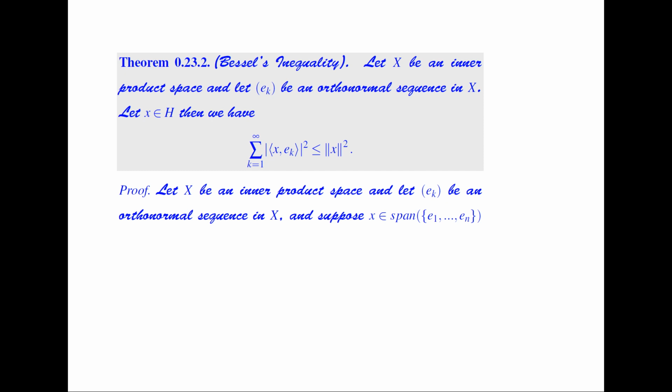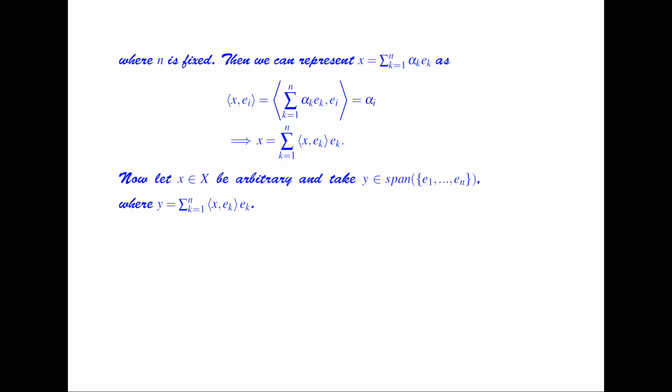So when we discuss Bessel's inequality, let X be an inner product space and ek be an orthonormal sequence in X, and x belongs to X. Then we have the summation of the modulus of the inner product of x comma ek squared is less than or equal to the norm of x squared. Suppose x belongs to the span of the set e1, e2, and so on en, where n is fixed. Then we can represent x as a summation of αk ek, as the inner product of x comma ei is equal to the inner product of summation of αk ek comma ei, which is equal to αi.